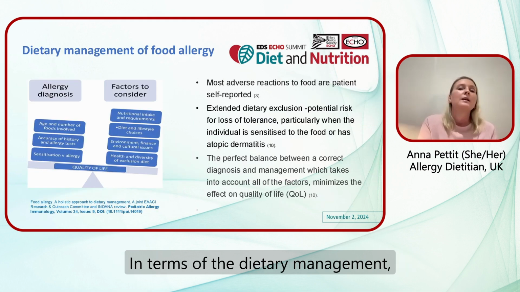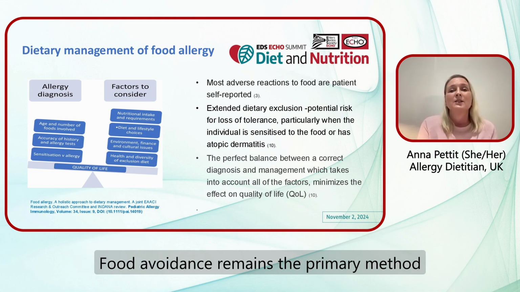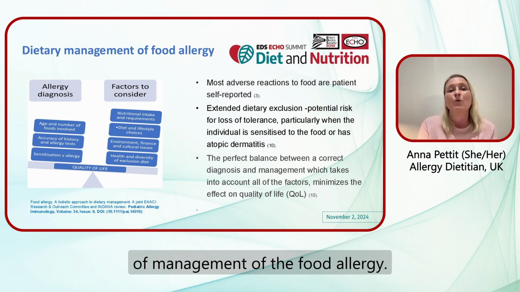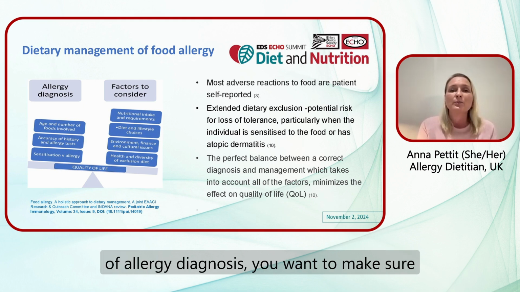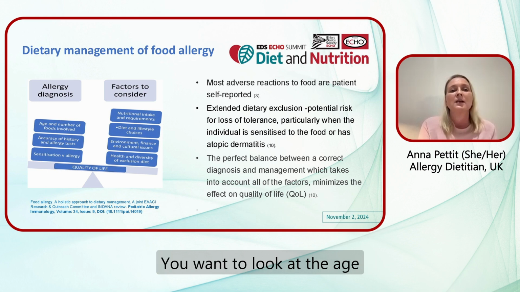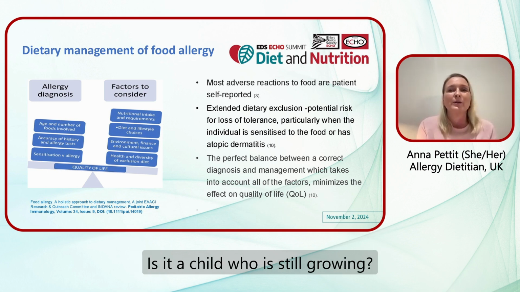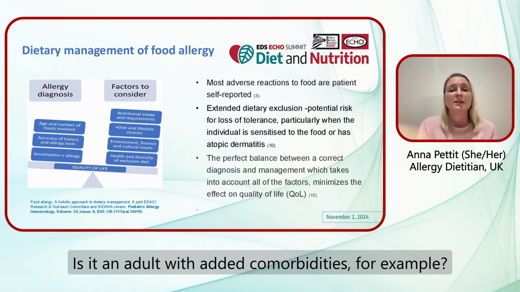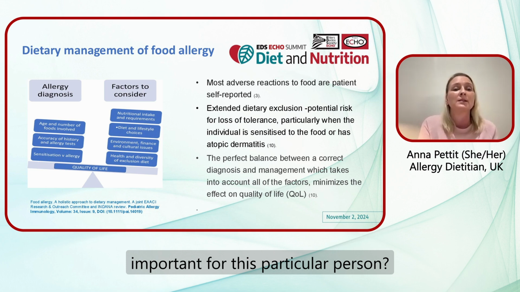So in terms of the dietary management, it's a balancing act. You can see that there are a lot of things that you need to consider. Food avoidance remains the primary method of management of food allergy. And you can see that on a scale of allergy diagnosis, you want to make sure that this is a correct diagnosis. You want to look at the age and the number of foods involved. Is it a child who is still growing? Is it an adult with added comorbidities, for example? What kind of nutrients are really important for this particular person?